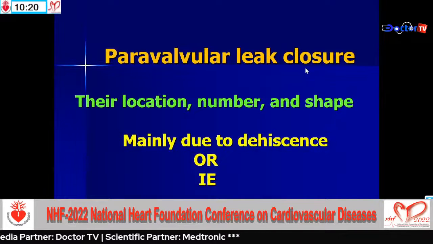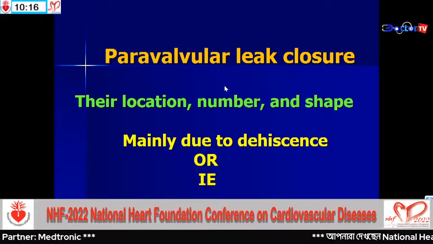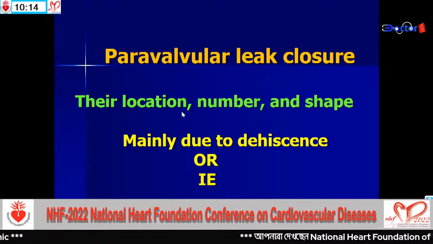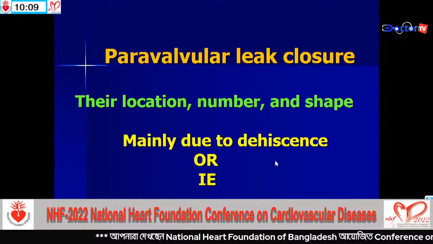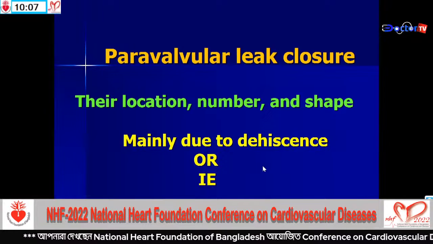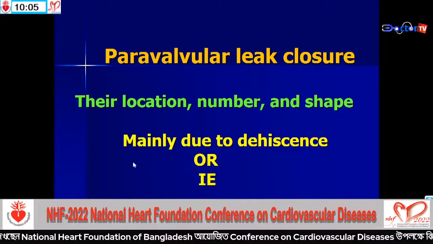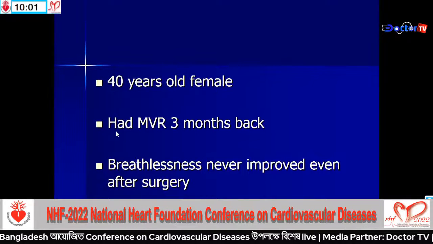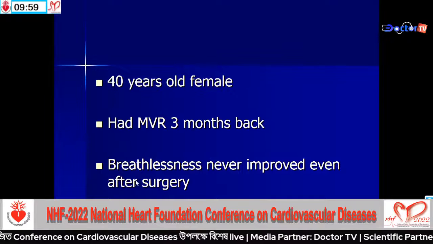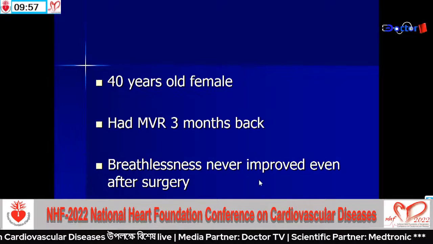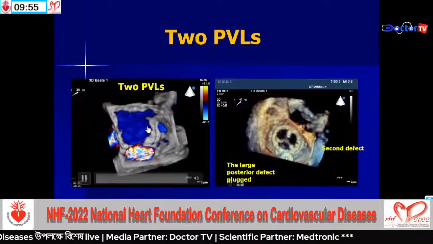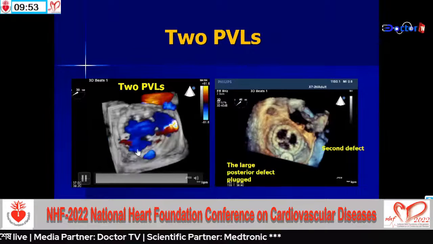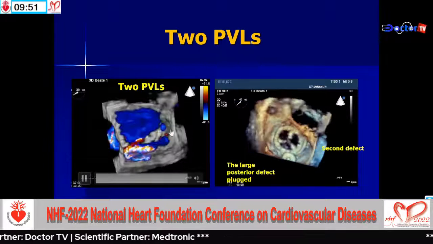Now, paravalvular leaks are very important. For them, a 3D echo or a 3D TEE is extremely important because we have to see their location, number, and shape, and they are mainly due to either dehiscence of the valve or infective endocarditis. They are the two main causes of paravalvular leaks. And this lady has had an MVR 3 months back, but the breathlessness never improved even after surgery. And you see that there was a paravalvular leak here and one this side.